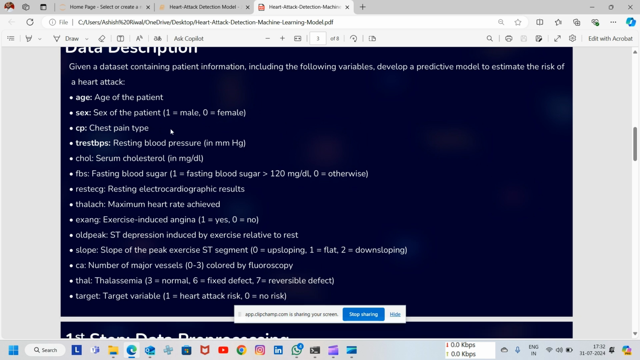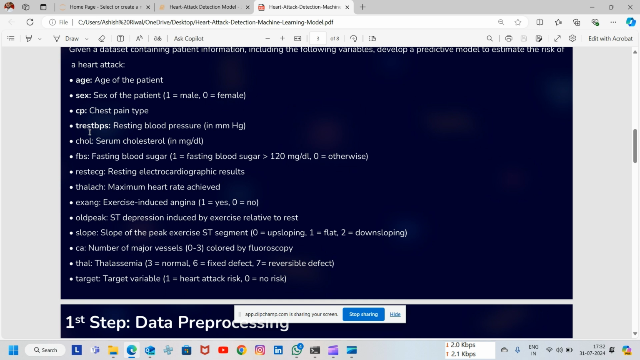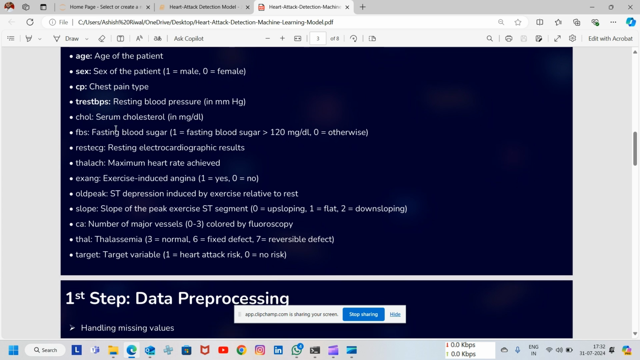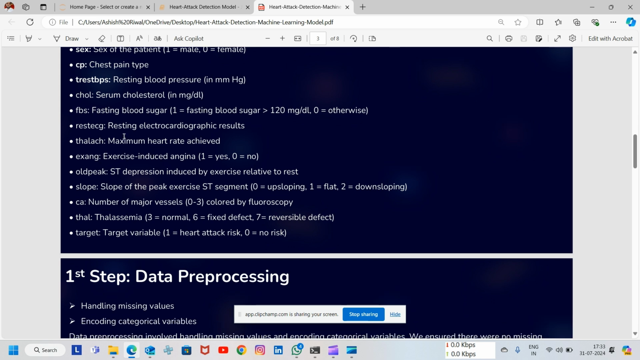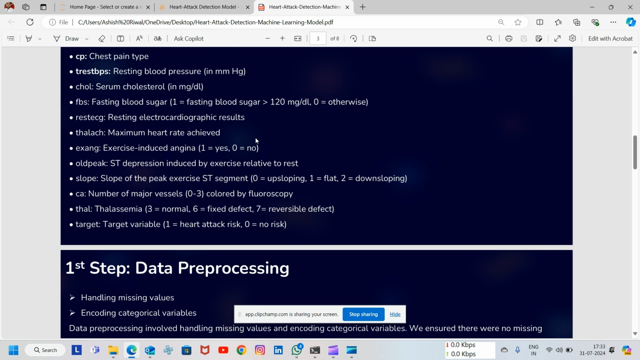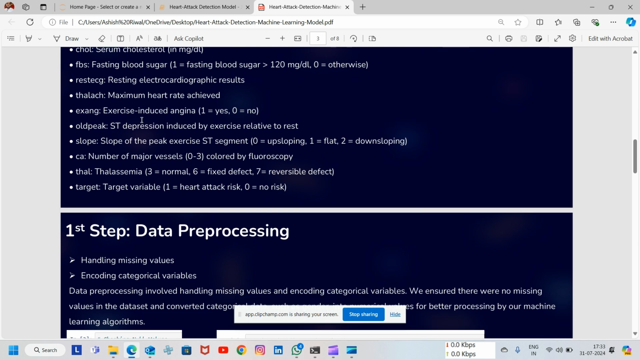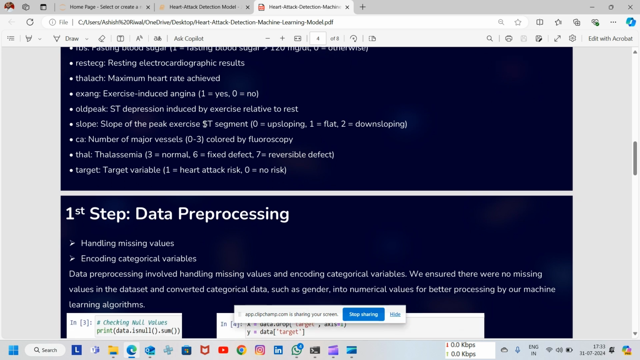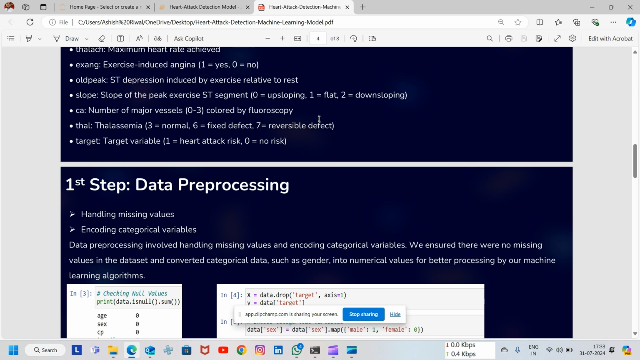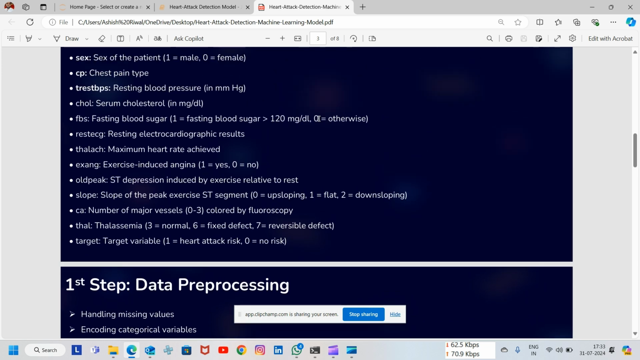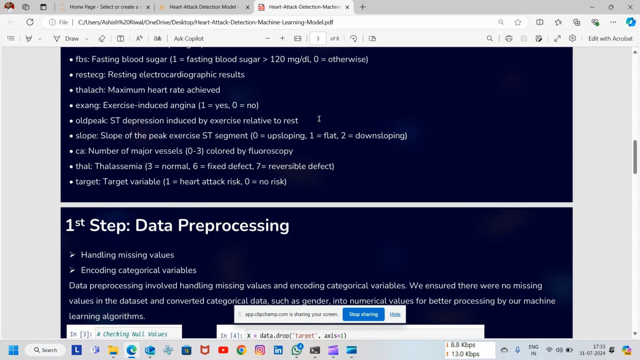And CP is the chest pain type, and this is the TRESTBPS, meaning the resting blood pressure. And this is the cholesterol. These are the FBS, like fasting blood sugar, and the resting electrocardiographic results, maximum heart rate achieved, the exercise induced angina, and the depression induced by exercise relative to rest. So overall, these are the total attributes of the data that was given to me.